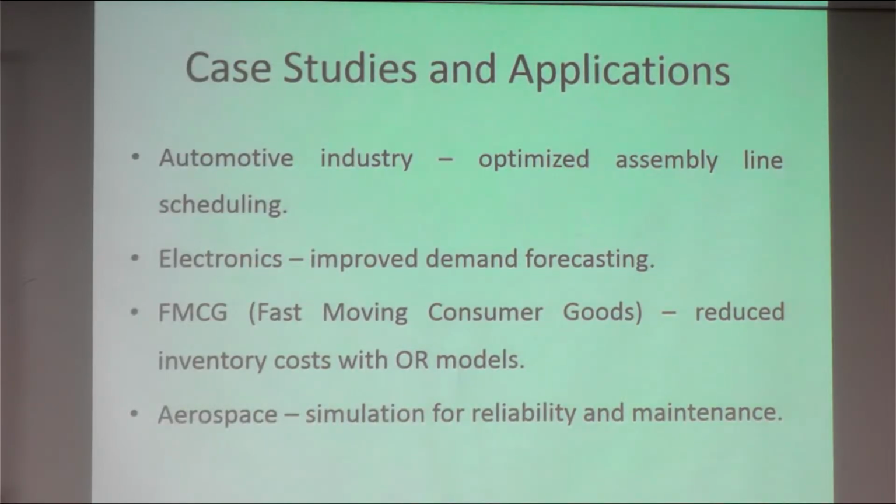Case studies: in the automotive industry, optimized assembly line scheduling. Assembly line balancing is also important. In electronics, improved demand forecasting. Then fast moving consumer goods: your soap, oil, any food item, which are fast moving. I mean, on a day to day basis it is required, not just occasionally. So, reduced inventory cost with OR models. Then in aerospace, simulation for reliability and maintenance.